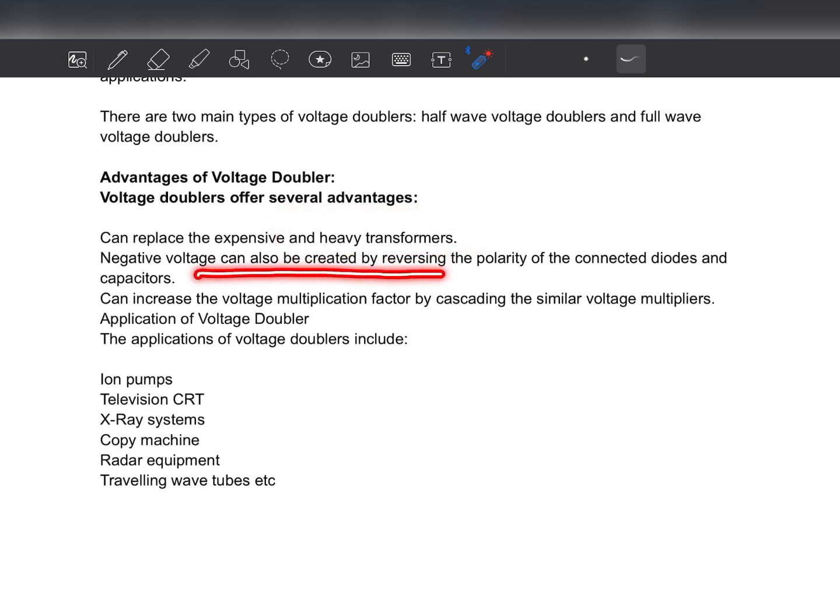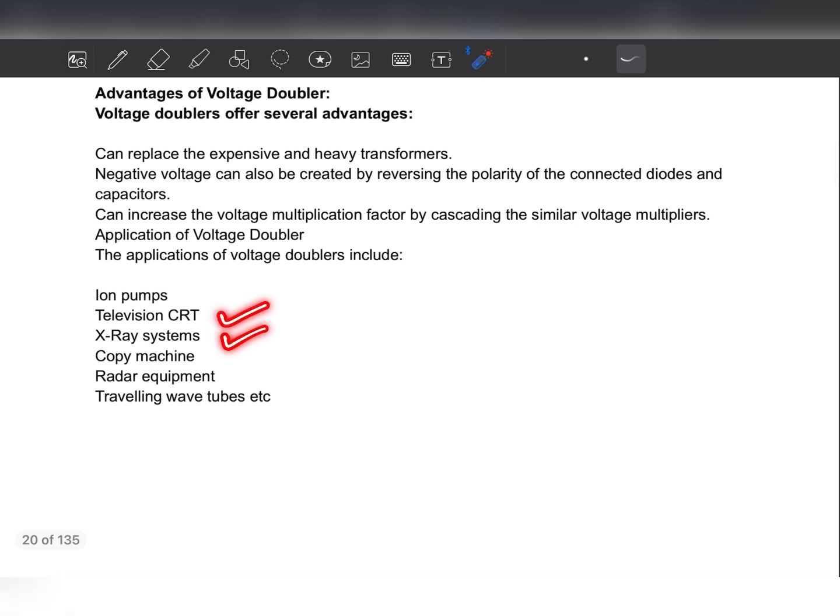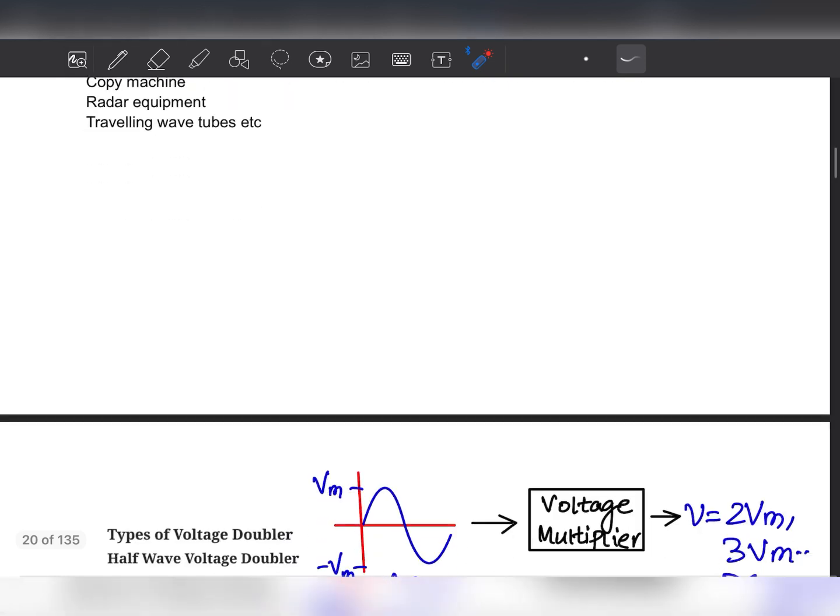Negative voltage can also be created by reversing the polarity of the connected diodes, so you can generate negative voltage also, just by reversing the polarity of the diode and capacitor. You can increase the voltage multiplication factor by cascading similar voltage multipliers, so we can increase the multiplication factor to 2, 3 like this. We use these in X-ray systems, television systems, ion pumps, copy machines, radar equipment, traveling wave tubes, etc. So these are the examples.